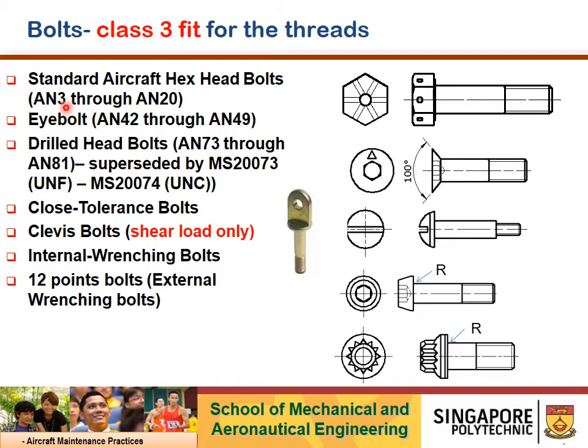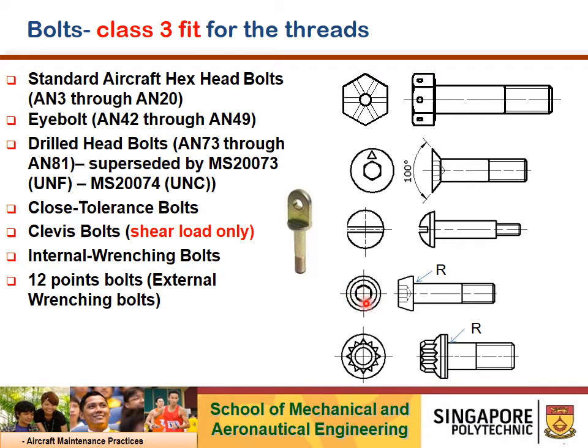The difference between AN73 and AN81 compared to AN3 through AN20 is that the heads are thicker. So this type of bolt is meant for tension, especially designed for tension loading. Then you have close tolerance bolts, clevis bolts, which are strong and good at shear. This is a clevis bolt. Then internal wrench bolts and 12-point bolts.